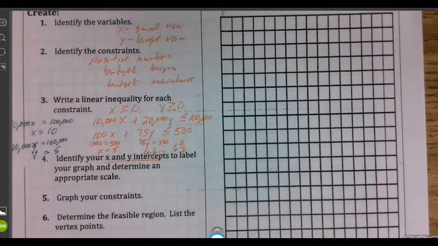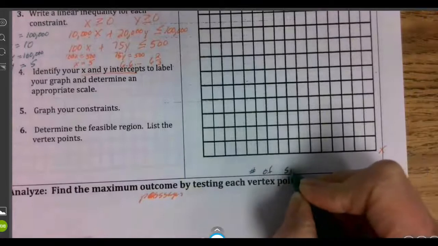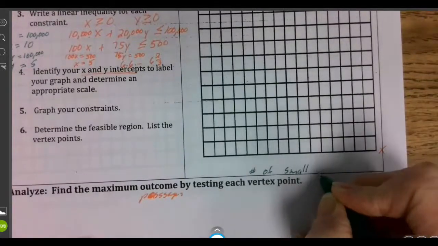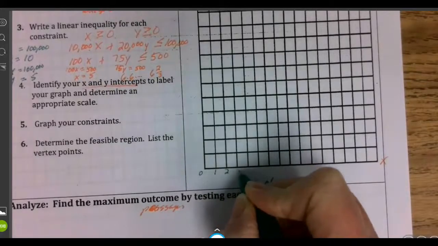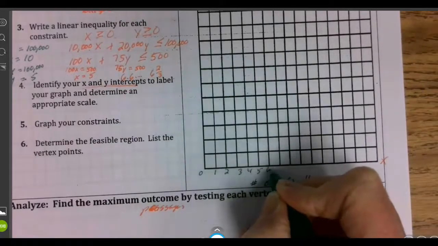Now, luckily, notice our numbers don't go above 10. So we can actually go a little bit more than that. And we can buy up to, well, let's just go for a while. Let's start at 10 and see where it gets us. Let's make sure we always label our graphs. This is the number of small vans. Small vans. And we're going to go that this is 0, and 1, 2, 3, 4, 5. You know how to count.